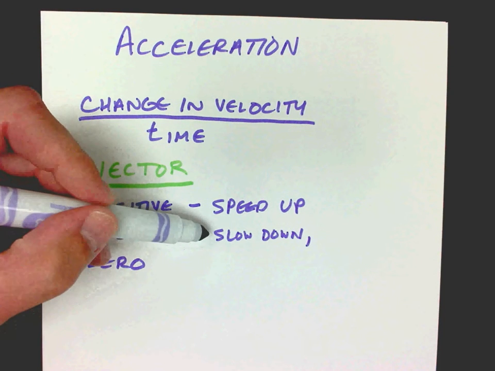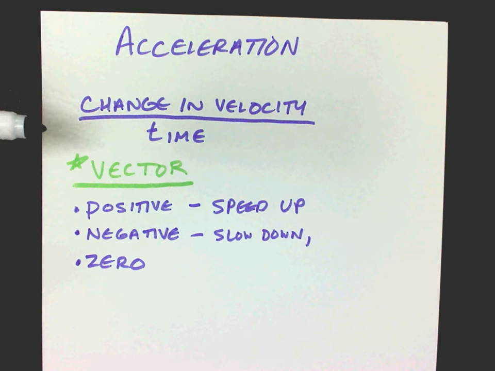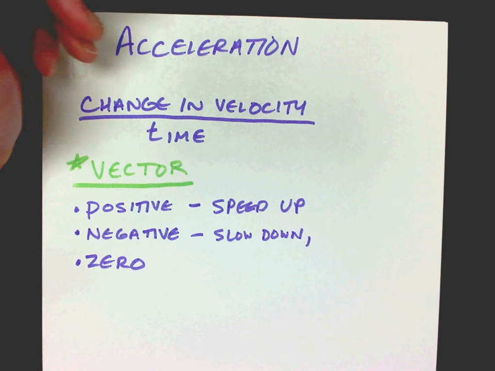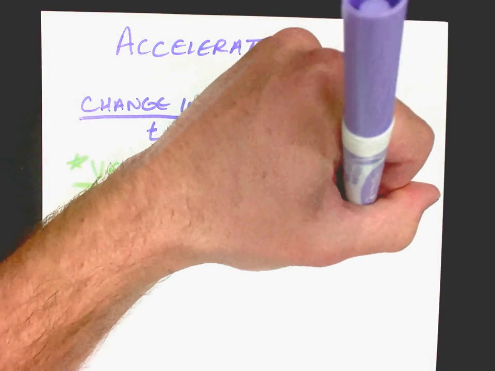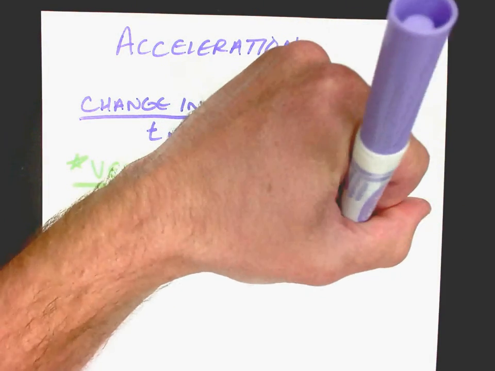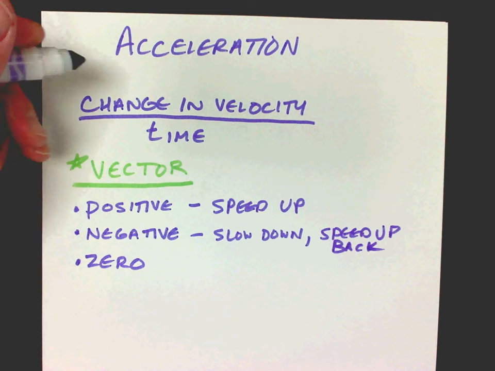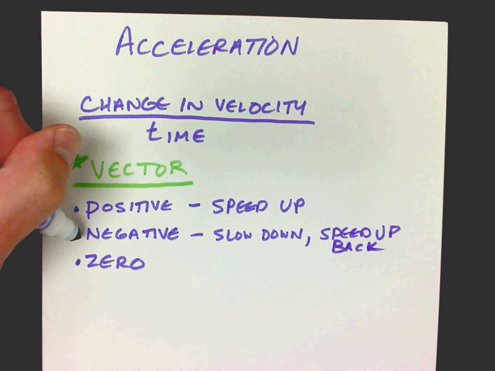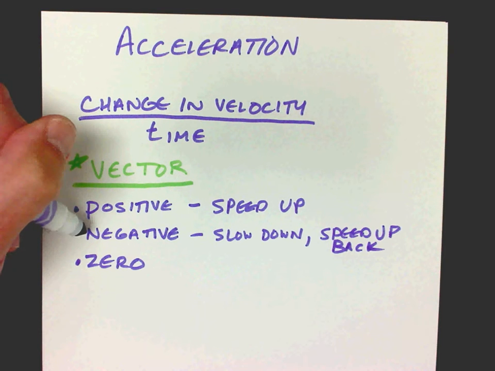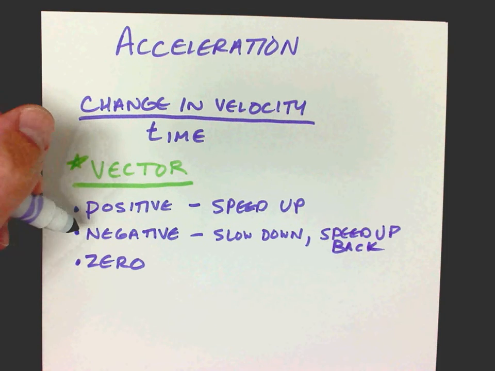The other scenario would be if the object speeds up going backwards, then it would be a negative acceleration as well. So I'll put speed up backwards. That would be an example of a negative acceleration as well. So this is you in your car, kick it into reverse, and you speed up, but you speed up going backwards. That's a negative acceleration as well. So there's two scenarios there for that one.